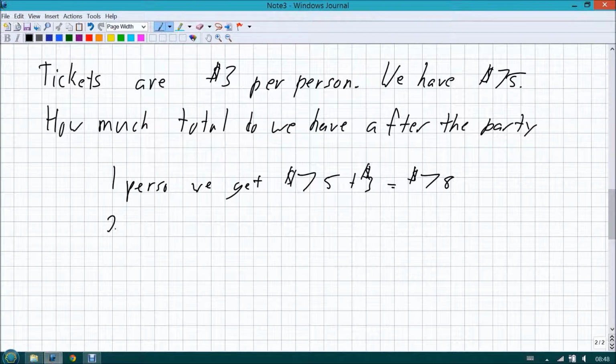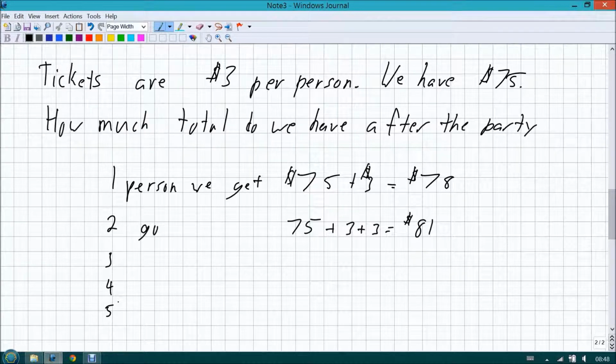What if 2 people go? Well, then we would have $75 to start with, plus $3 for the first person. Wow, my handwriting is horrible today. Plus $3 for the second person, which would give us, let's see, 6 plus 75, 81. What happens if we have 3? What happens when we have 4? What happens when we have 5? Well, the more we look at this, the more people that go, the more money we're going to get.